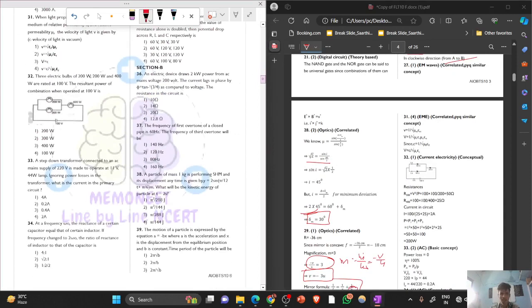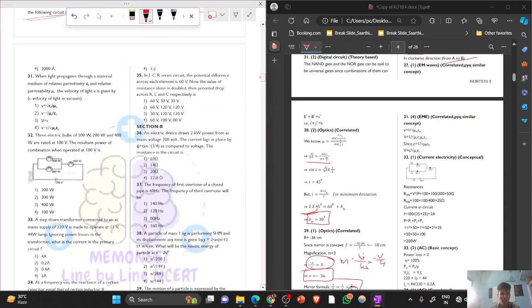Moving ahead. When light propagates through a material medium of relative permittivity epsilon r and relative permeability mu r, the velocity is equal to c by the root of mu r epsilon r. So option 4 will be your correct answer.